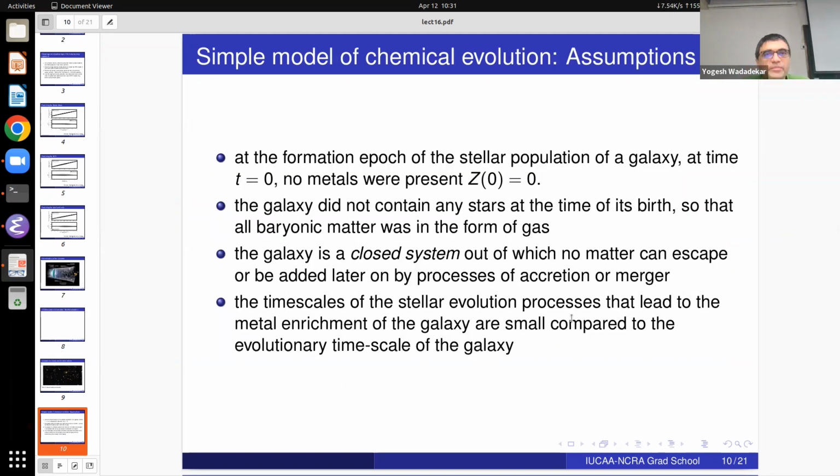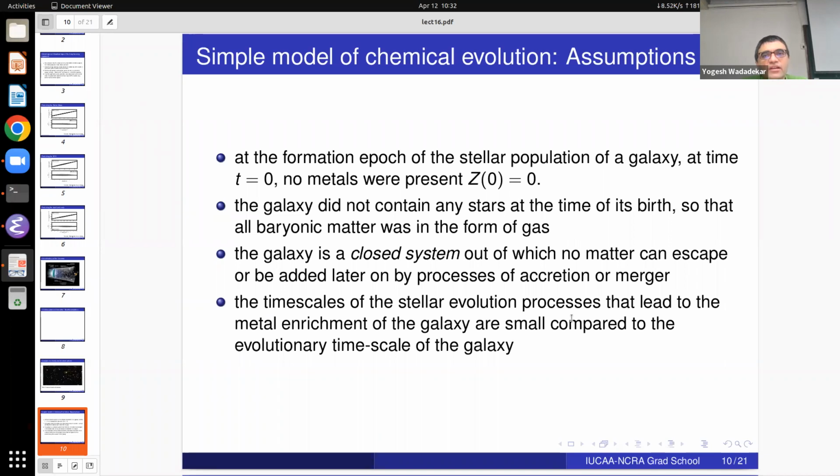So now we'll talk a little bit about chemical evolution of galaxies. By chemical evolution, we mean the change in the metallicity content of galaxies as a function of time. We can make a simple model of metallicity evolution by saying that at the formation epoch of the stellar population of the galaxy, at time t equal to 0, no metals were present. So it was all hydrogen or helium and nothing else. So Z of 0 is equal to 0.